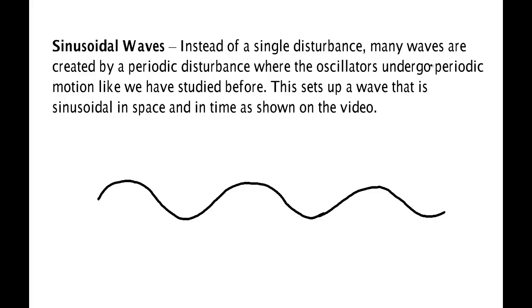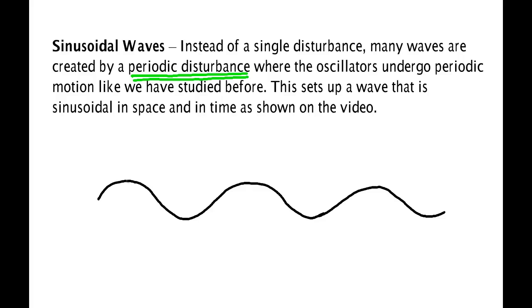Another common wave besides just a wave pulse is what is called a sinusoidal wave. This occurs when, instead of having a single disturbance, we have some sort of periodic disturbance, such as something that's beating on the water repeatedly, or something that's pulsing our little metal wave machine at a fixed rate. When these oscillators are driven periodically, up and down, we get a wave that's both periodic in time and periodic in space.